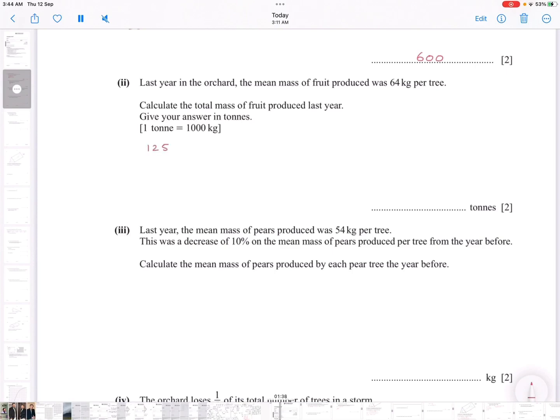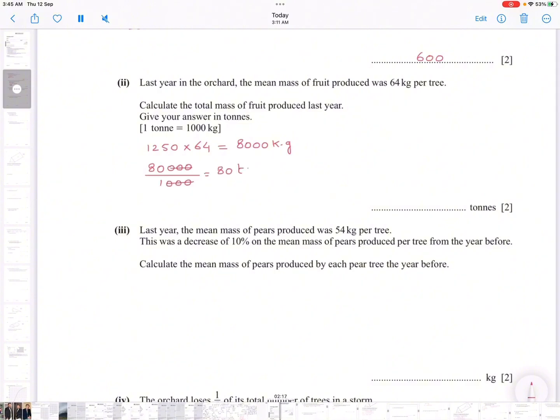Okay, so 1250 multiplied by 64. So it's not actually 8000, it's 80,000. So please correct it. So 80,000 kilogram is the total mass. So divided by 1000 to give the answer in tons. So it's 80 ton.